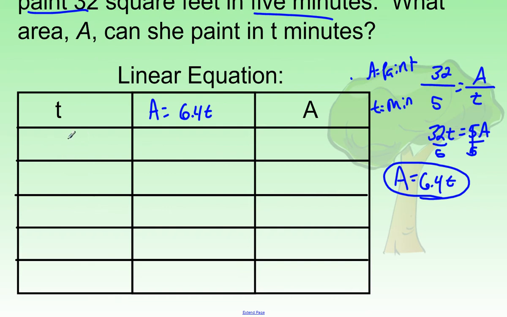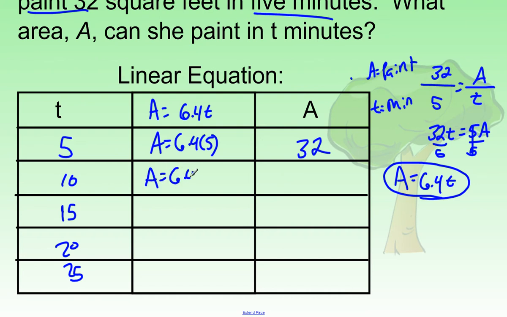So let's do, I don't know, 5, 10, 15, 20, 25. Why not? I'm just making some numbers up. And so in each equation, A equals 6.4 times 5. Ooh, I know that one. It's going to be 32. Area equals 6.4 times 10. That's going to be 64.